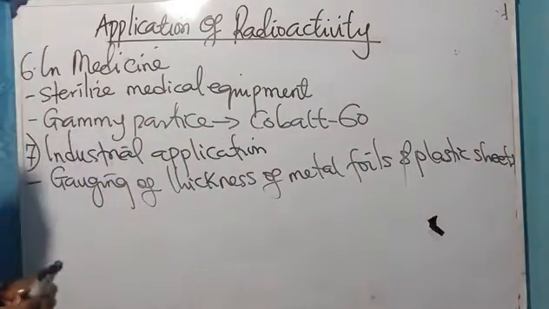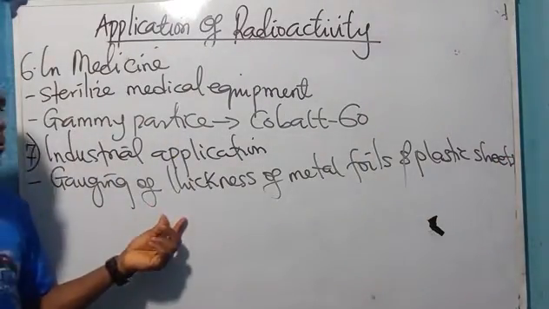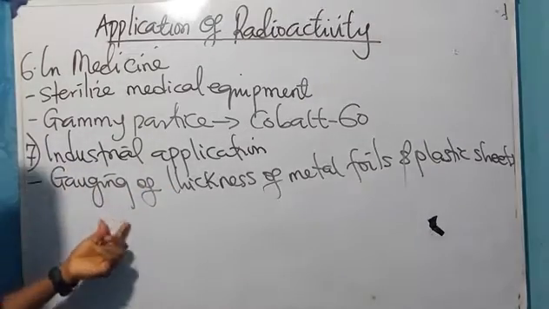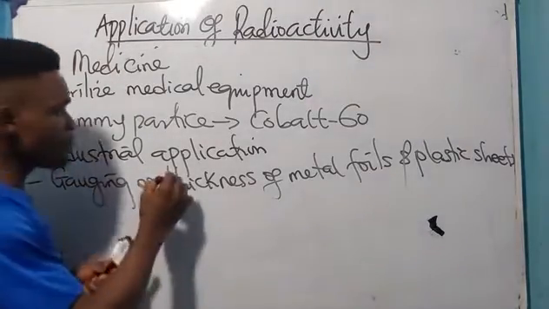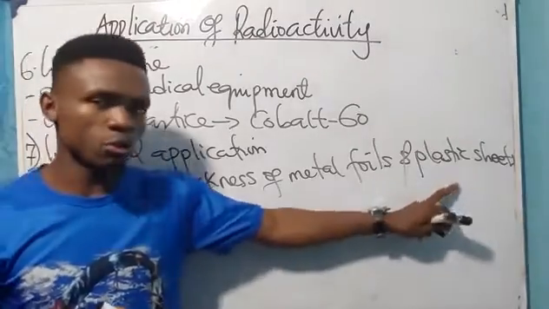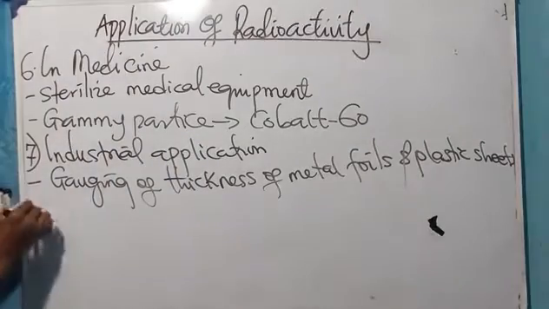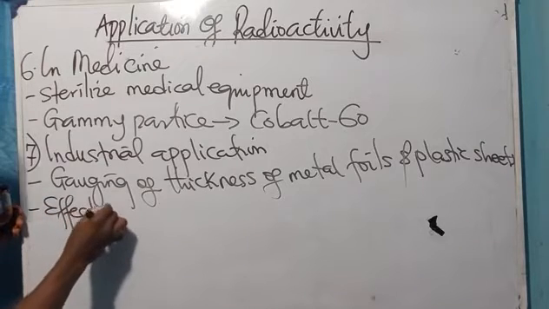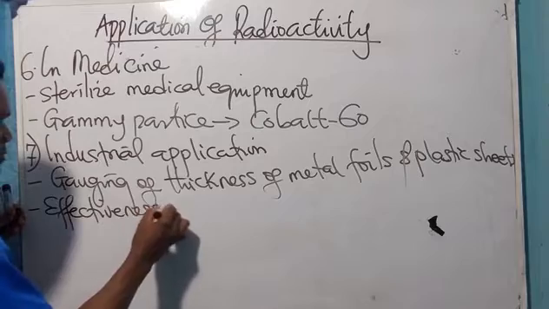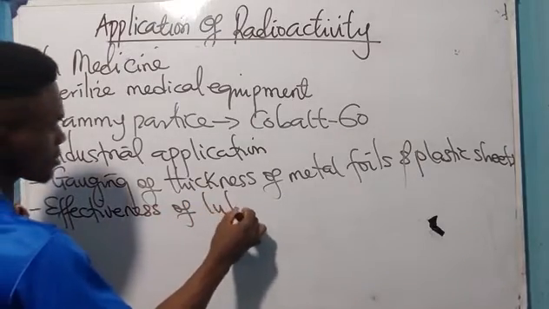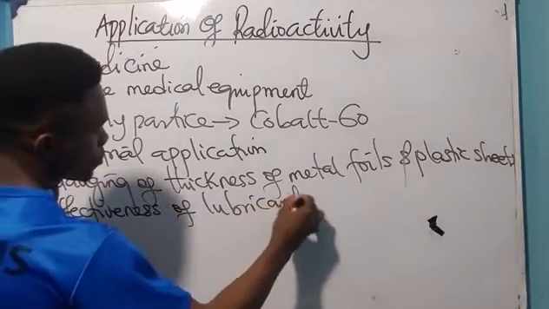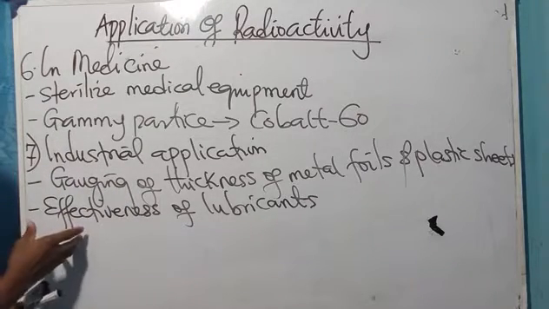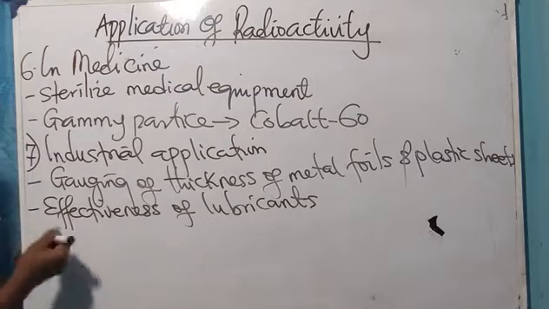Alright, in the industry, some radioisotopes are used to gauge the thickness of metal foils and what? Plastics. And some radioisotopes are also used to detect the effectiveness of what? Lubricants. They are also used to test or to detect the effectiveness of what? Lubricants. Okay.